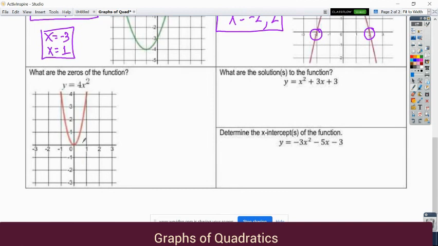I want you to try out this next one here on your own. Pause the video, come back in just a moment after you have found the zeros.